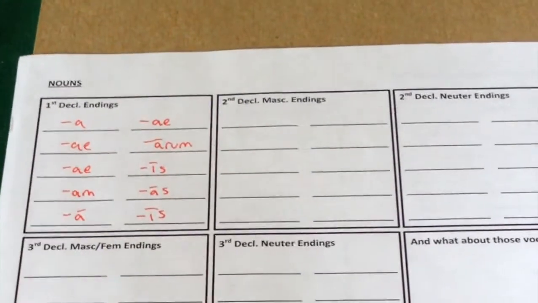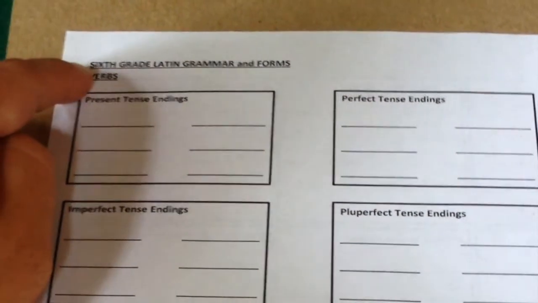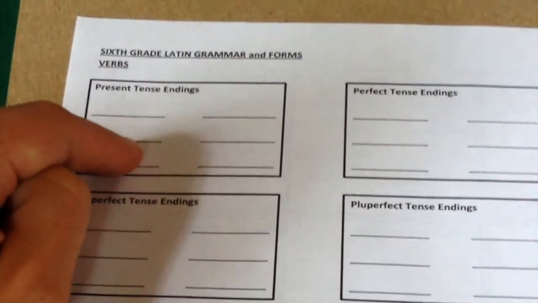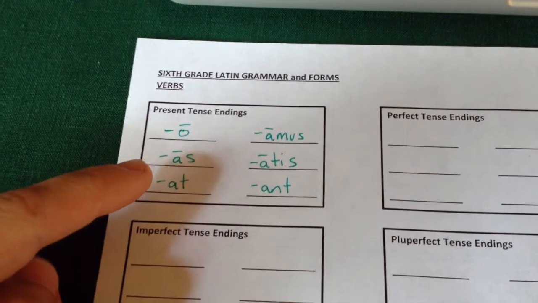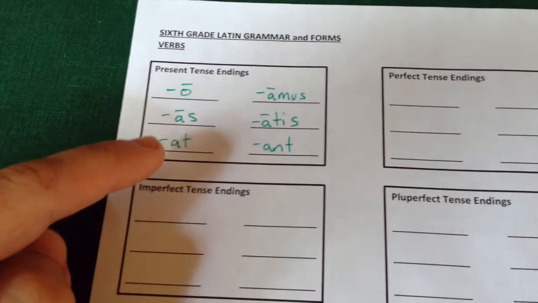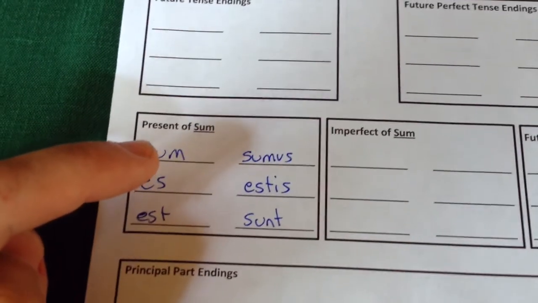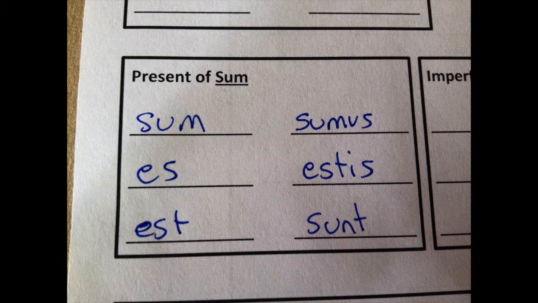Next, we'll flip this paper over to the other side, the verbs side, and we'll start filling in our present tense endings that we learned in chapter 2. So we'll get as present tense endings, ō, as, at, amus, atis, ant. For our third chart, we'll have to let our eyes drift down from our present tense endings to our present forms of sum. There, we'll fill in sum, es, est, sumus, estis, sunt.